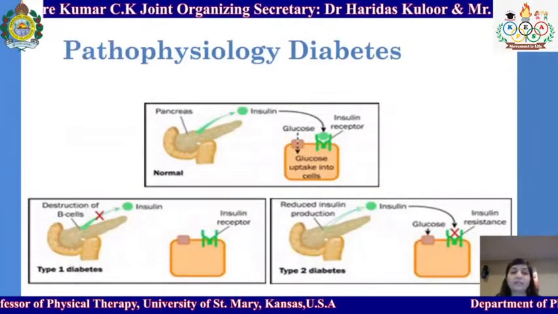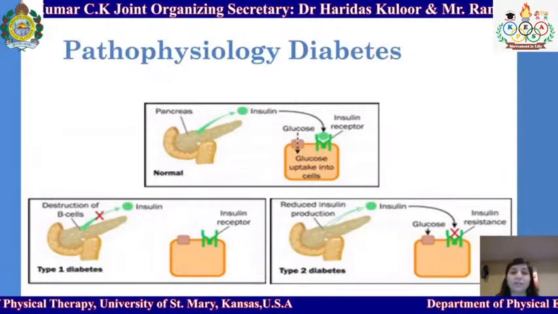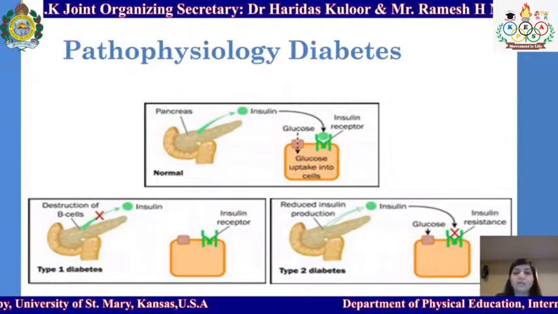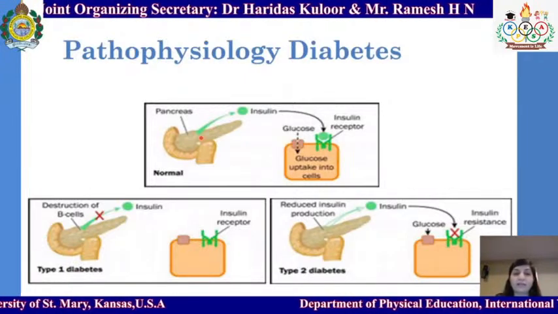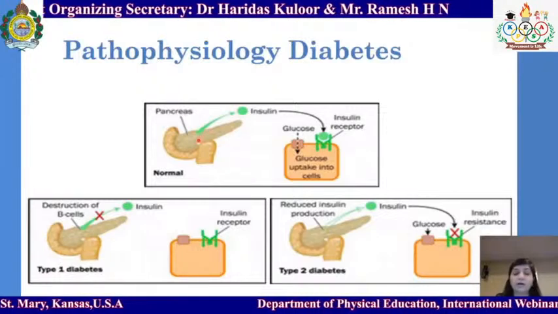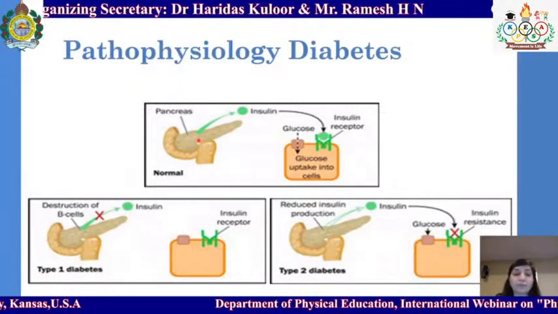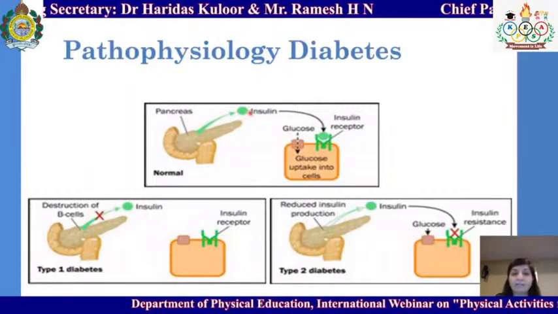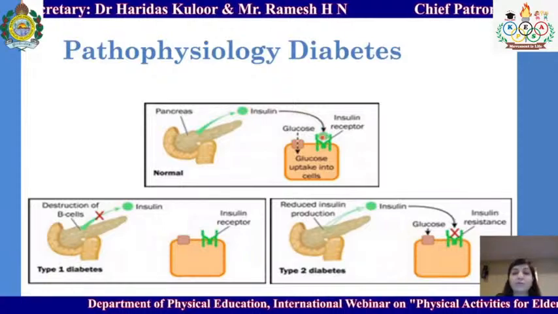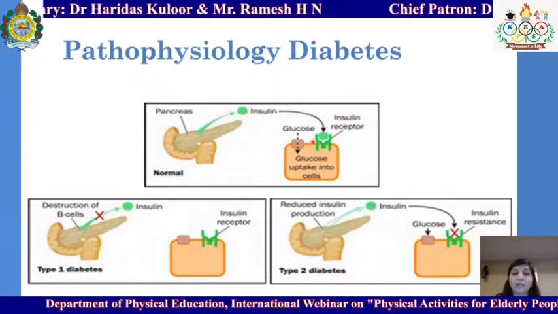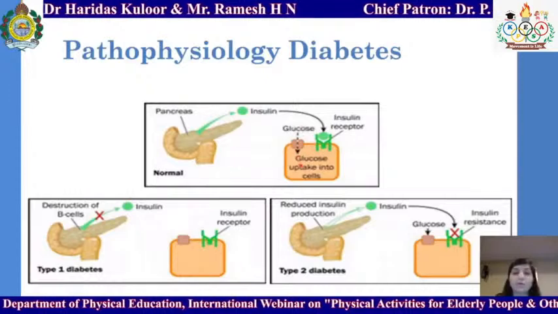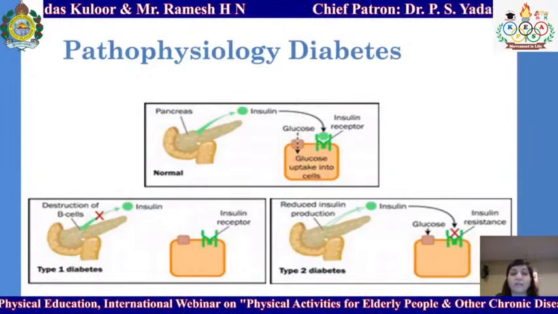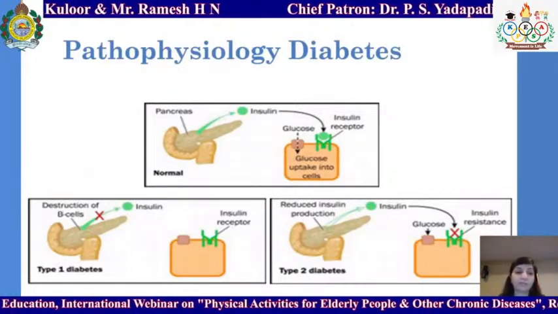Let us look in a little more detail at the pathophysiology of diabetes, especially type 1 and type 2. Normally, whenever you eat carbohydrates or other food, the cells of the pancreas release insulin. This insulin goes to the different cells of the body and helps glucose go inside them, so that the cells can utilize glucose as a source of energy.